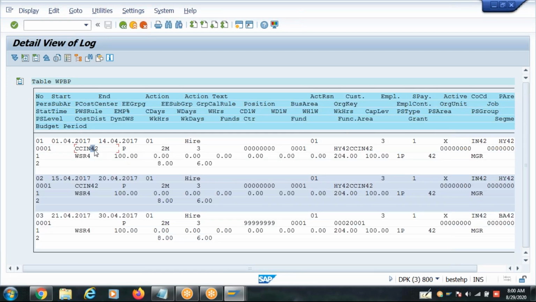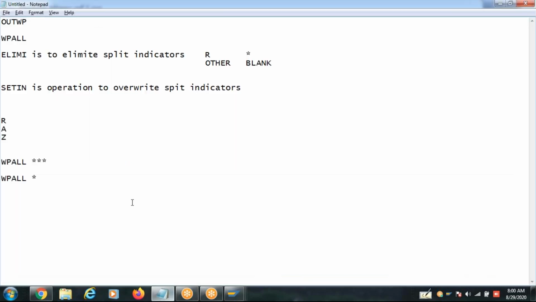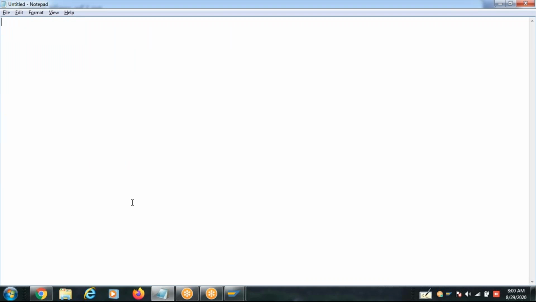So in real time, maybe after covering all the topics, you will understand which split is important, which split is not. But at this stage, you can understand on WPBP split. In real time, split A, split R, and split K, these three splits must not be deleted for earnings.